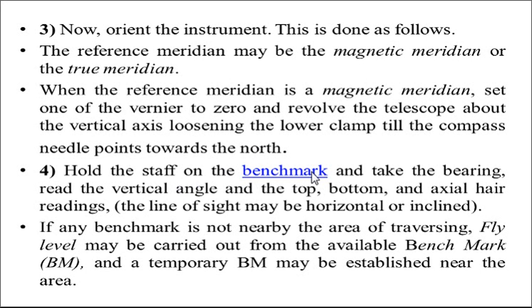As we know, we always hold the staff on the benchmark for the first reading and take the bearing of that line from the instrument station towards the benchmark, and the vertical angle to the top, bottom and axial hair. These lines of sight may be horizontal or inclined. So while sighting the benchmark, the line of sight may be horizontal or it may be inclined, depending upon the position of the staff and the position of the instrument station.